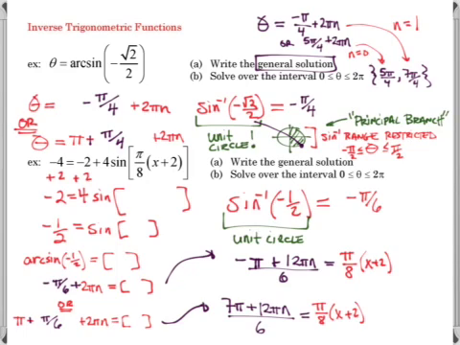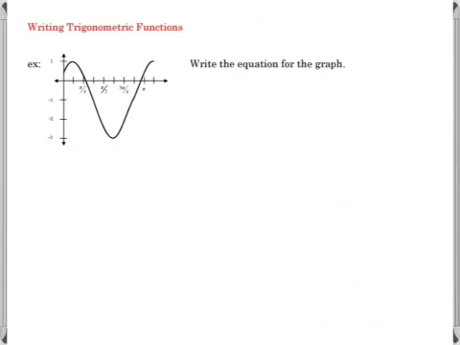I'm going to leave you to do that, where you would divide both sides by pi over 8, or multiply by the reciprocal, 8 over pi, and then subtract 2. That would give you your general solution. And then if you wanted actual values, you would plug in values of n to give you things on the interval.